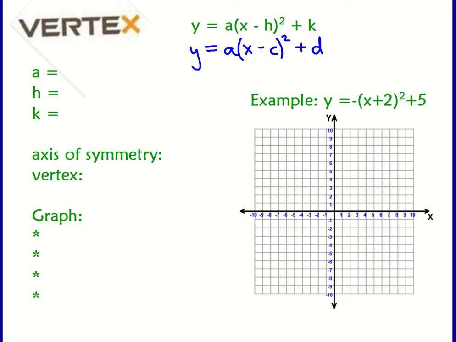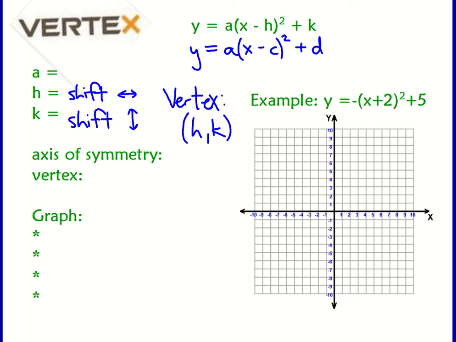The reason why we're going to call them H and K this time instead of C and D is because HK actually represents our vertex. So H is the shift right or left. As a minus sign in the formula, it would be a shift to the right. And the K represents our shift or translation up or down. But as it stands in the formula as a plus sign, then that would be the shift up. And the vertex, in vertex form, is HK.